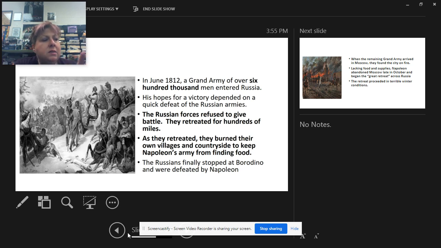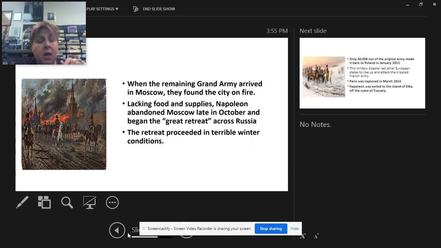The Russians will finally stop at a town called Borodino, and it's a bloody, bloody battle. And they are defeated there. But they're not done. They keep retreating, and they keep moving Napoleon deeper and deeper into Russia. And they get him into the city of Moscow, which is kind of right in the middle, deep into Russia. At this point, it's October. It's cold, it's snowy, and they have set the entire city of Moscow on fire.